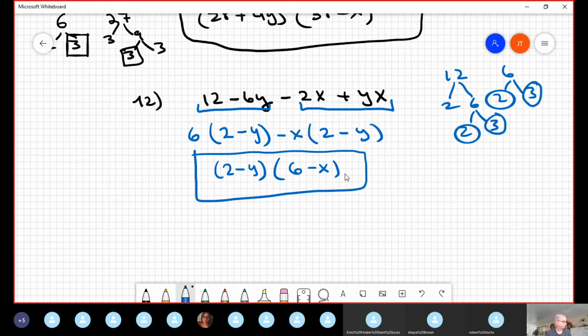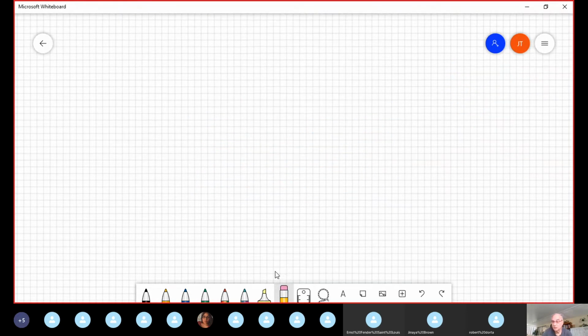Okay? Any question? Factorization by grouping. So far, we are studying two techniques. The first one that we study is GCF. Pure GCF. The second is grouping.